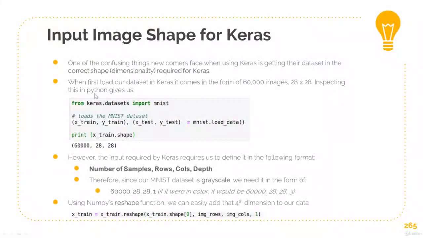So as I said before, we've brought this in and imported it here. However, Keras requires it to be in a special shape, and that shape basically is number of samples, rows, columns, and depth. So this is how X_train looks here, but how Keras actually wants it is 60,000, 28, 28, and 1. So we sort of have to add a fourth dimension onto our data, and that's how we do it here.